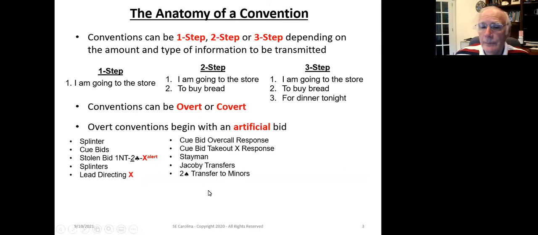The two-step is different, though, in that the convention is initiated by an artificial bid, and it says, hey partner, I'm going to tell you something with my next bid.